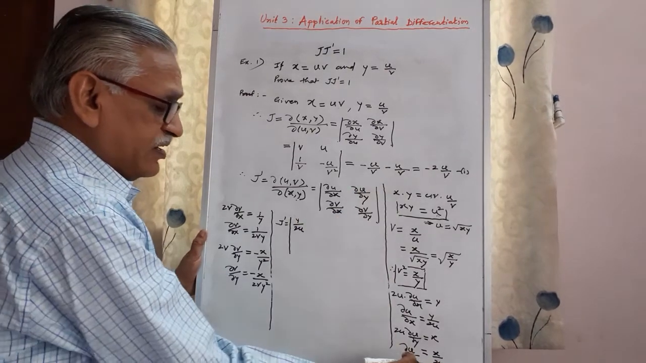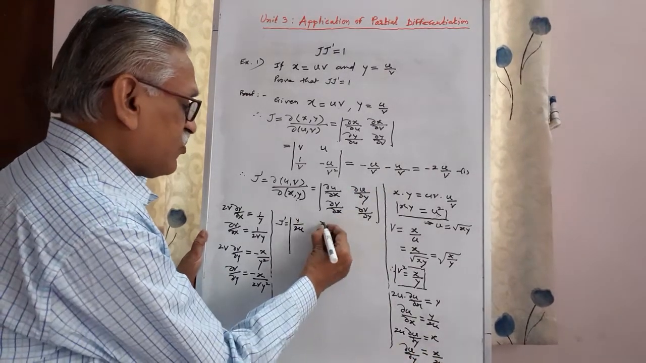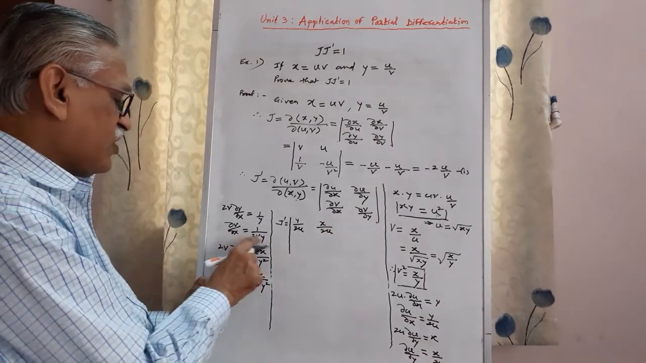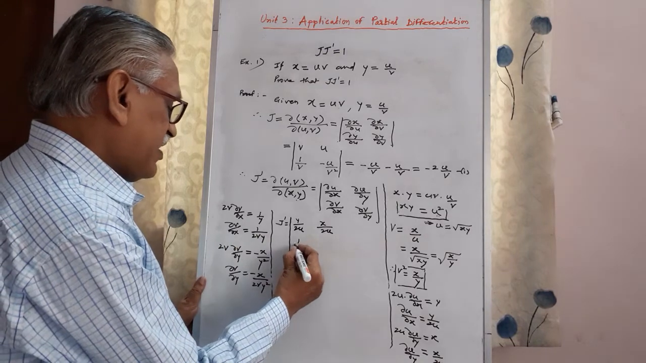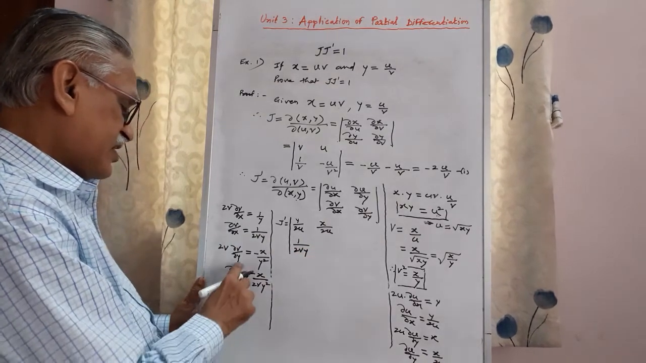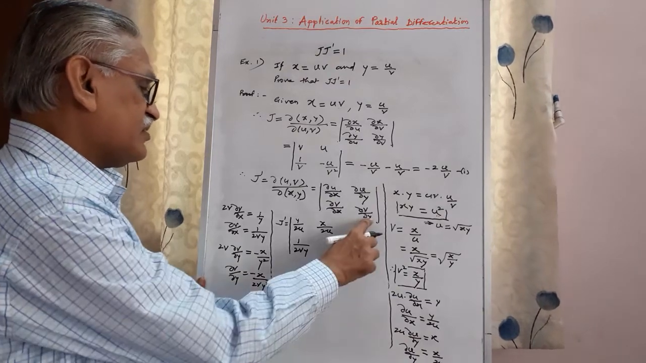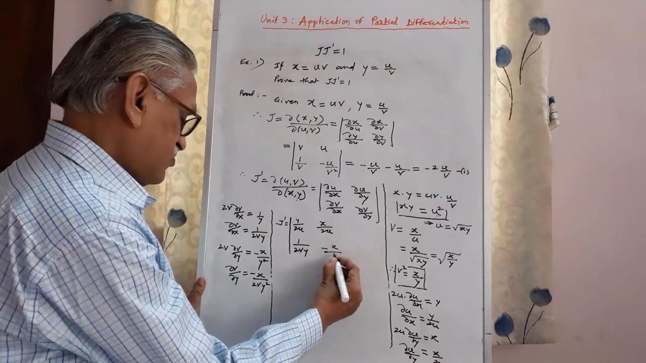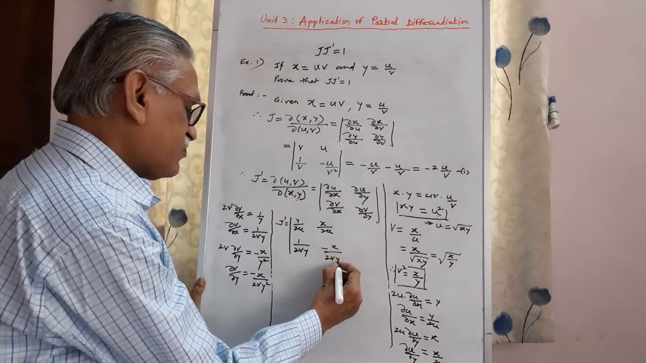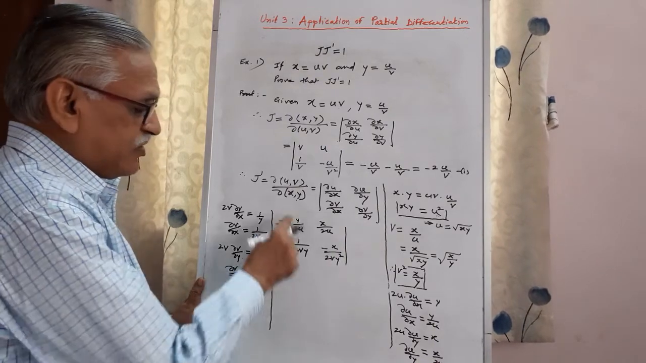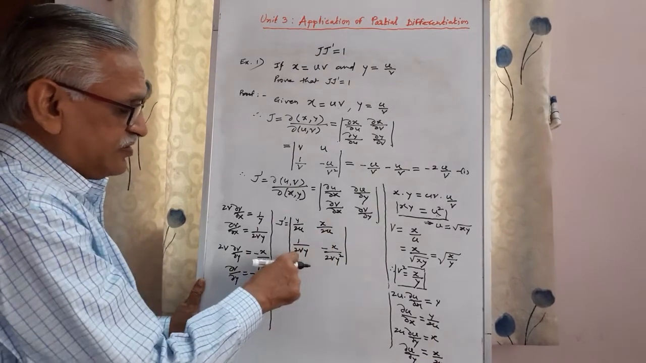∂u/∂y, its value is x upon 2u. ∂v/∂x is 1 by 2v, y, and ∂v/∂y is minus x upon 2v y square. Simplify it by cross multiplying this into this minus this.